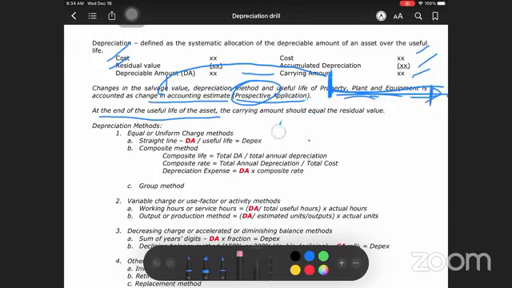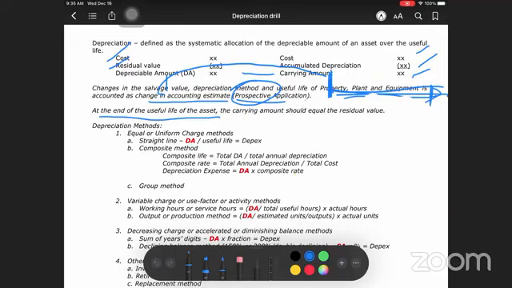Okay, so you have, diba, so we have first, you have the equal or uniform charge methods. So you say equal or uniform charge methods, diba, yung depreciation expense is equal all throughout the years. So equal yung depreciation mo all throughout the year. So you have under this equal or uniform charge method, you have the straight line, diba? Basic depreciation method, you have the straight line.